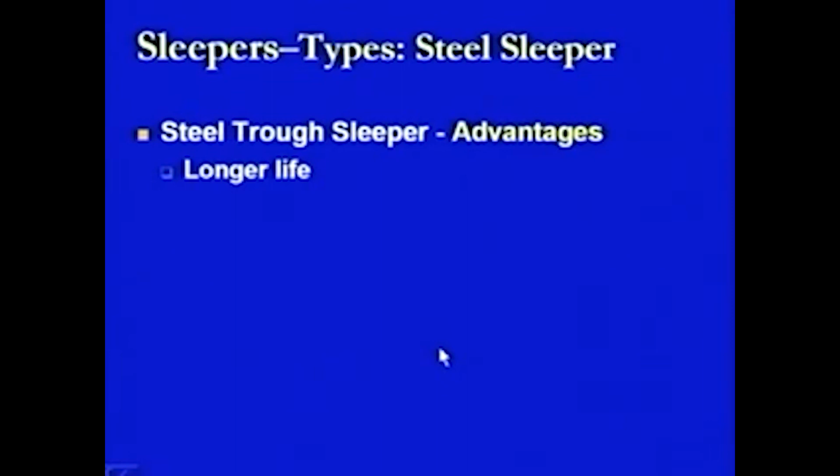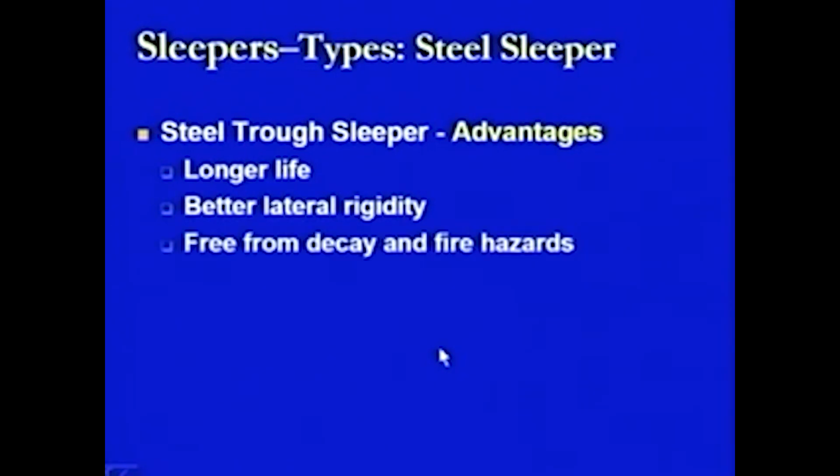Now, some of the advantages of a steel trough sleeper: they have a longer life, they are better in lateral rigidity, they are free from decay and fire hazards. This is a metal property. They have good scrap value, again a metal property, because in the case of wooden sleepers, as we have seen, they do not have any scrap value. So, even if they have completed their life, they are going to provide some monetary value.